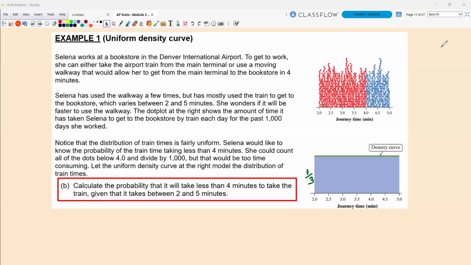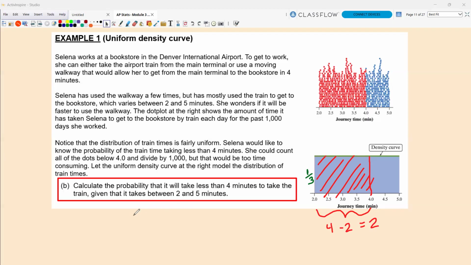Part B says calculate the probability that it will take less than 4 minutes to take the train, given that it takes between 2 and 5 minutes. So we want to know the probability it's going to take less than 4 minutes, given that it's going to be between 2 and 5 minutes, or in this box here. If we look at the less than 4 minute crowd, that's really over here. As you can see, it's the red dots here, but we're not going to count all those dots. We're really just going to get this area. Let's think about that distance here. This really is a width of 2, because 4 minus 2 equals 2. So that probability is going to be the area of that red rectangle.